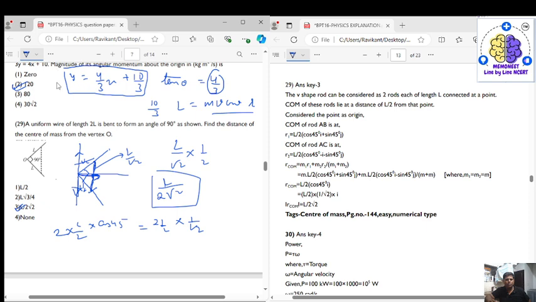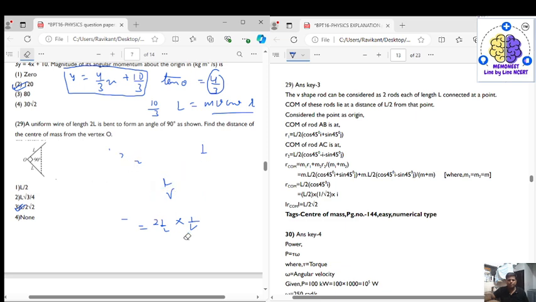Now we have to see it using components. What they say is that the V-shaped rod can be considered to be two rods of length L connected at a point, and the center of mass of each rod lies at a distance of L by 2 from the point.